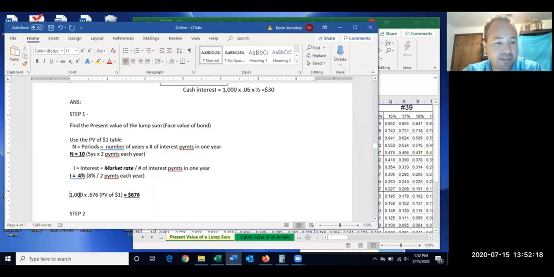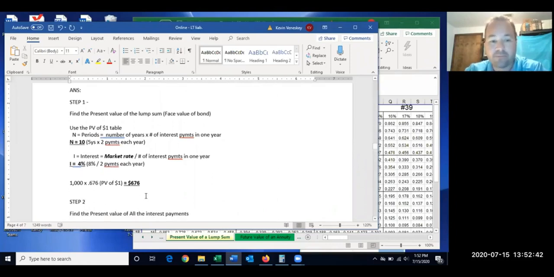0.676. So I'm just going to take the lump sum times that number, $676. That's what 1,005 years is worth right now today. And we can get way more into that. That would be a whole other class session as to proving that and how that all works with the time value of money. But right now, you'll just have to trust me on it.